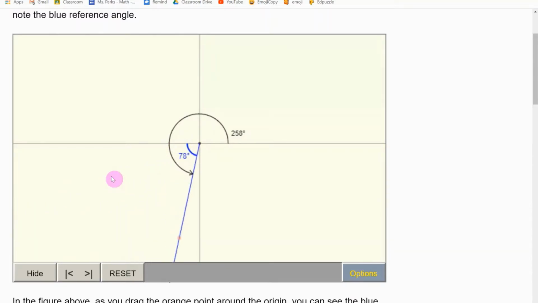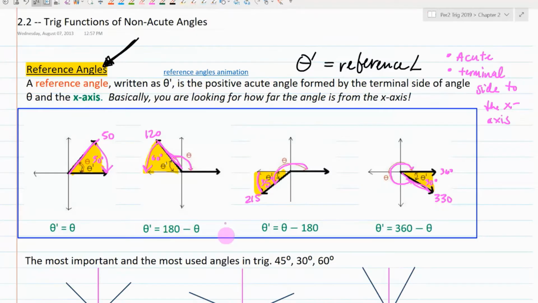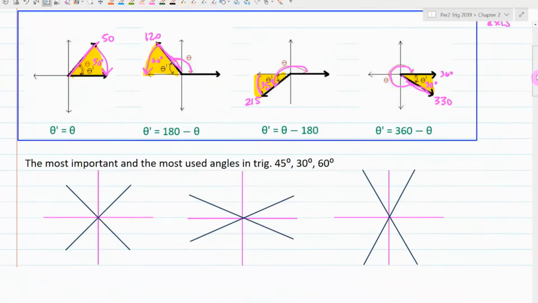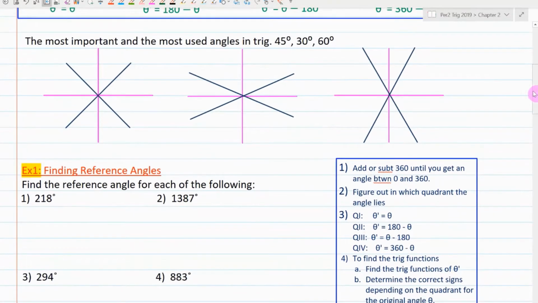You can see it increases until it gets up here. And once we go into the fourth quadrant, we're trying to figure out how far it is from 360, because that's where the x-axis is. So if this is 320, then the reference angle is 40. Again, the reference angle is from the terminal side of your angle to the x-axis. The most important reference angles that we use are the 45, the 30, and the 60. You need to become very familiar with those because we use them all the time, and that's how we're going to do the unit circle later.